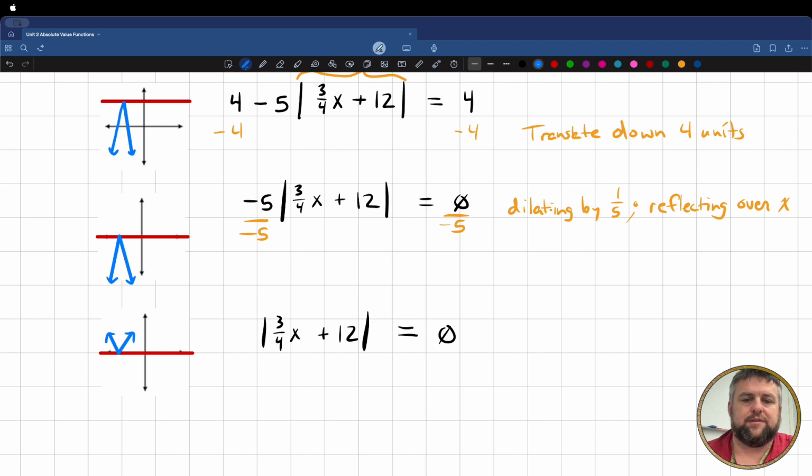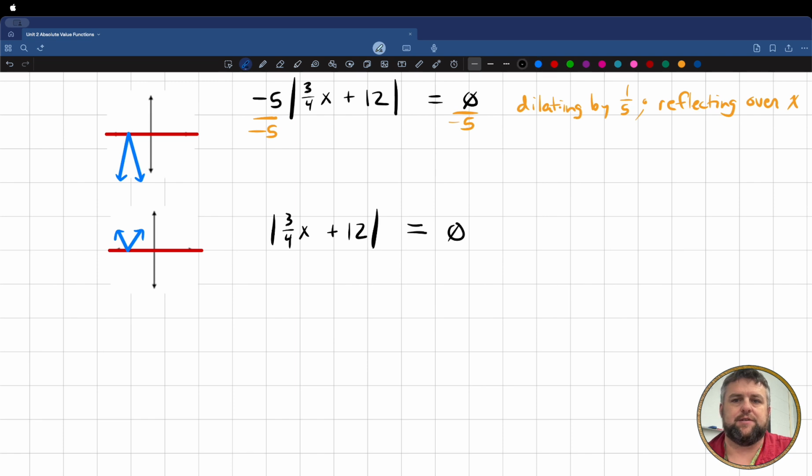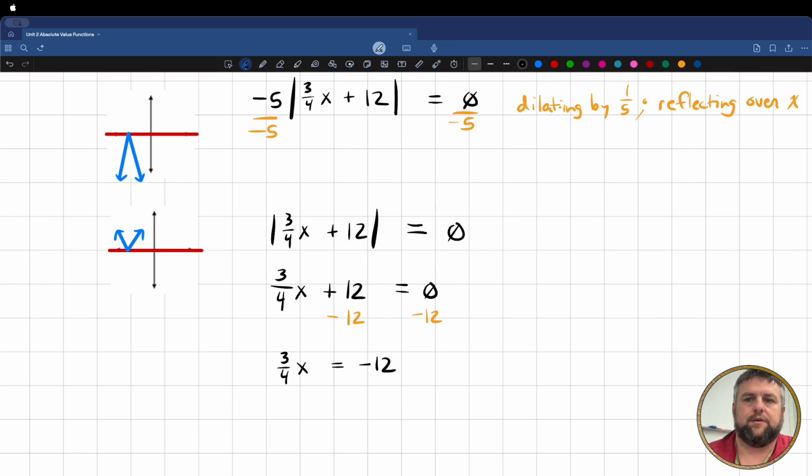So we're going to take 3/4 of x plus 12. There is no positive 0, there is no negative 0. So we're just solving for this piece here. So we can drop the absolute value. We can set it equal to 0, and then we just solve for x. So minus 12. We're going to get 3/4 x is equal to negative 12, and then we're going to multiply by the reciprocal. That's going to allow us to change that to 4.